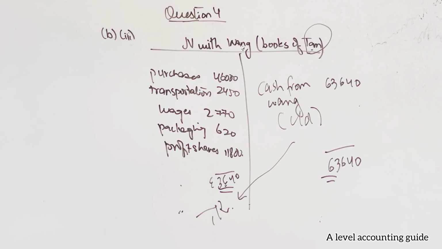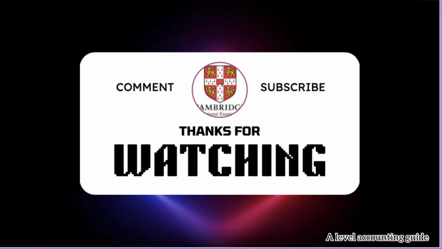Why is it written as cash from bank and cash to Van or TAN? So I hope this is clear. If you still have any queries, do write in the comment section below. And we are up till now done with the question.